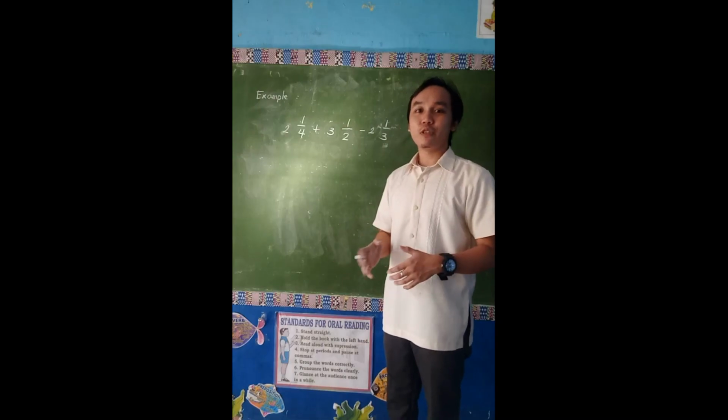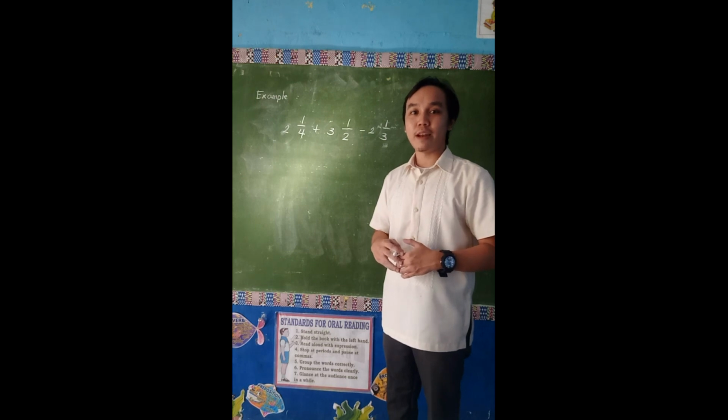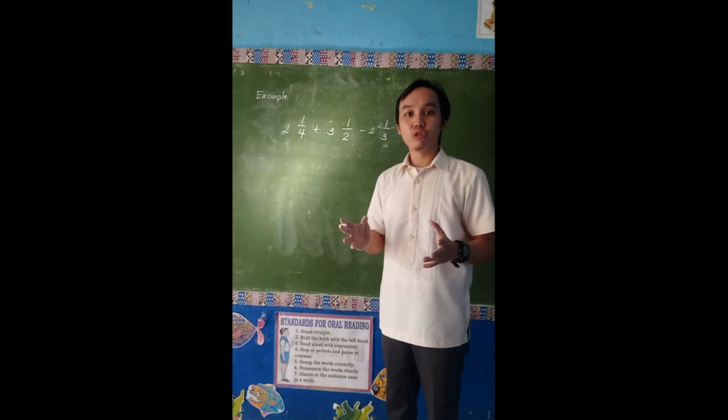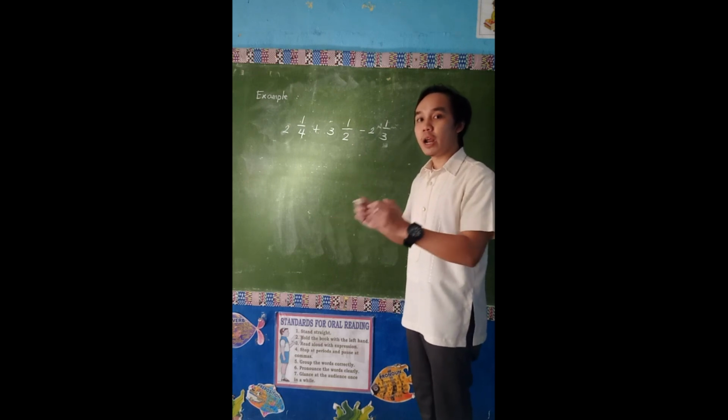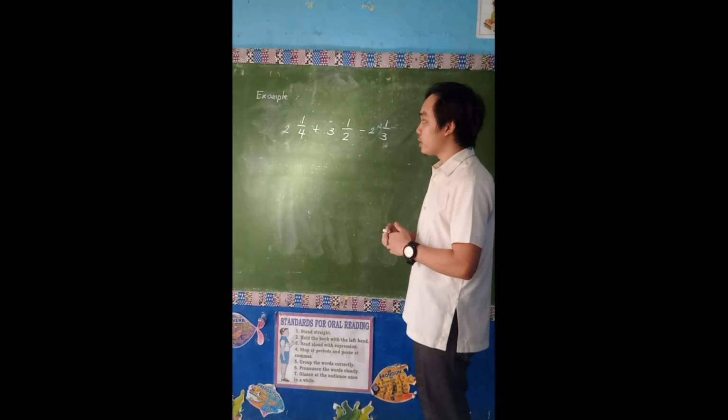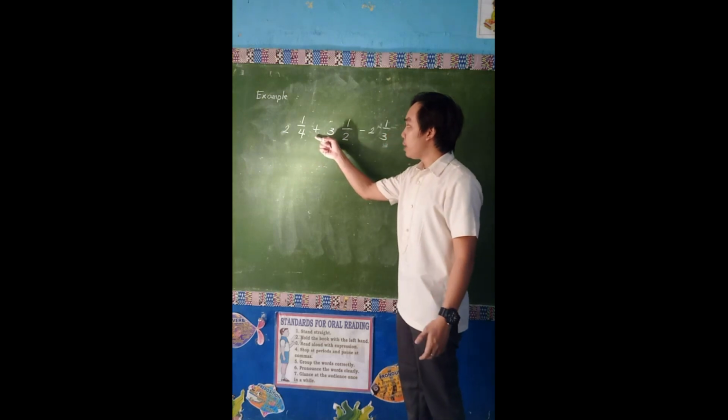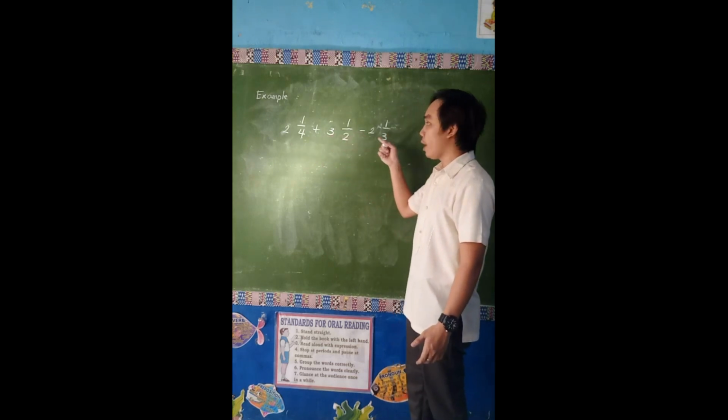This time, let us proceed to addition and subtraction of mixed numbers. So the first thing that we should do is to group our examples as to whole numbers and fractions. So for example, we have 2 and 1/4 plus 3 and 1/2 minus 2 and 1/3.